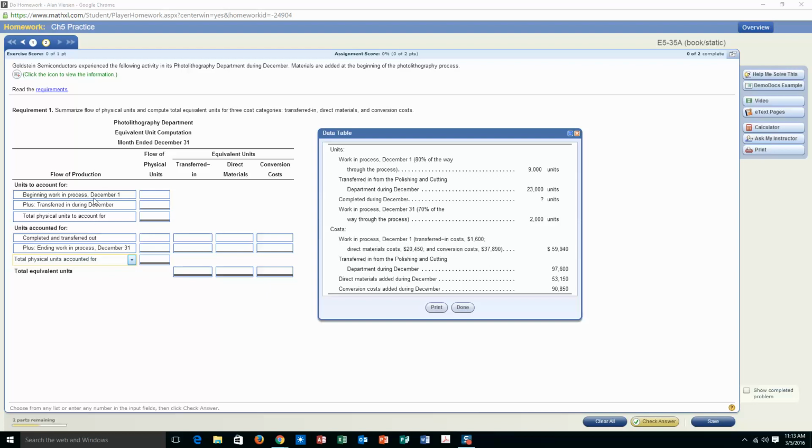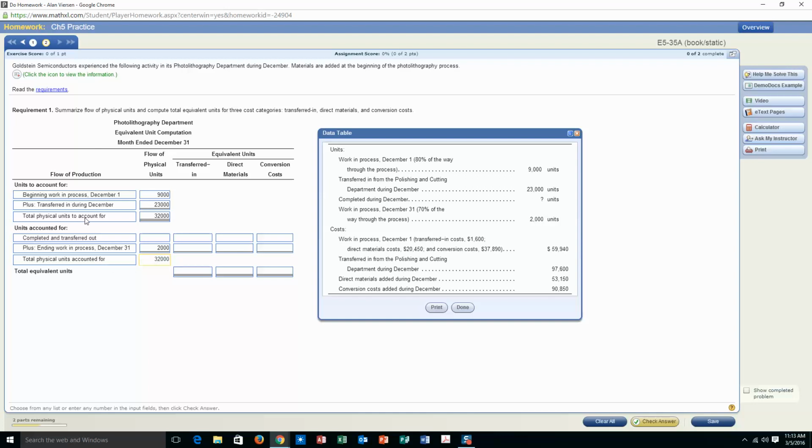I have beginning work in process plus the units that are transferred in during December. Notice the wording. It says physical units to account for. And then to reconcile this amount, I'll put the numbers in. So this is 9,000 and then 23,000, which is a total of 32,000. Now, if I look at my data table, it doesn't tell me the number of units that were completed, but it tells me my ending work in process is 2,000.